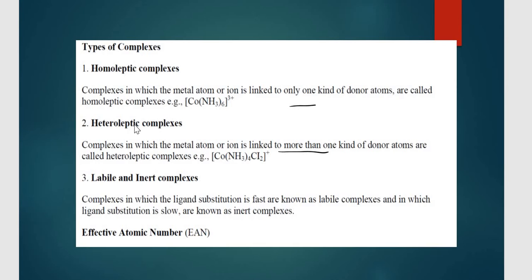Now we have homoleptic and heteroleptic complexes. When we have the same type of ligand, that is called a homoleptic complex. But in a complex where we have different types of ligands, you can see here one is ammonia and one is Cl, we call it a heteroleptic complex.